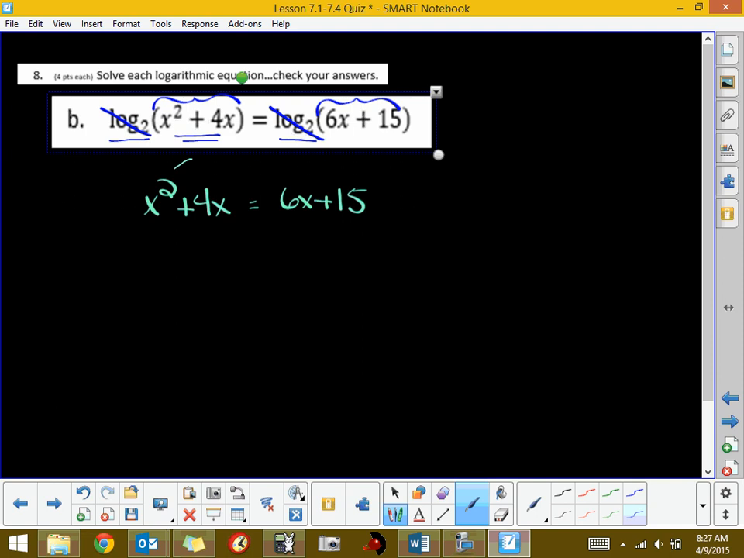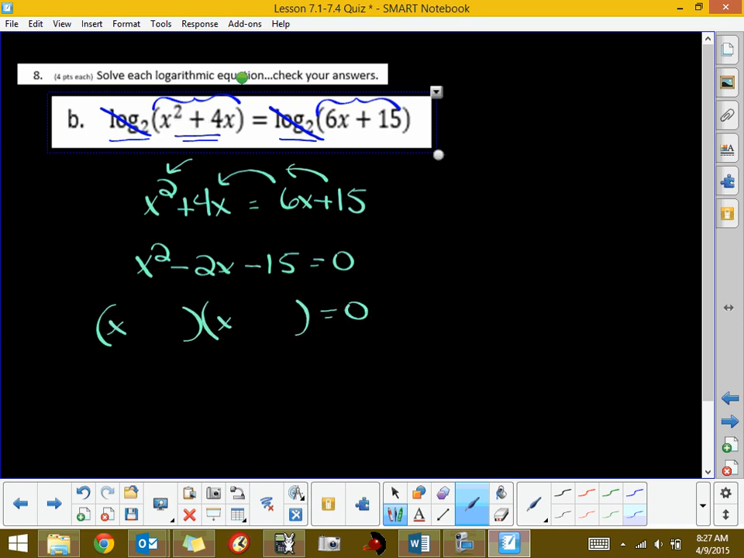This is a quadratic equation because of the x squared, so we want to get everything to one side. We're going to subtract 6x, which gives negative 2x. We're going to subtract the 15, and then set it equal to 0. My choice would be to factor this because there are factors of 15 that are 2 apart. It's x and x. We go plus and minus because of our negative sign on 15. We want a negative 5 and a positive 3 to get negative 2x. That's the big one that you check.